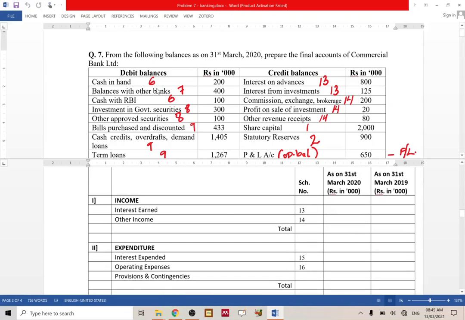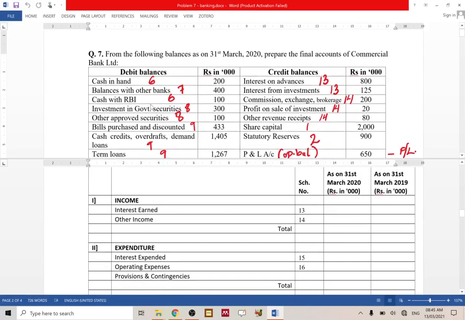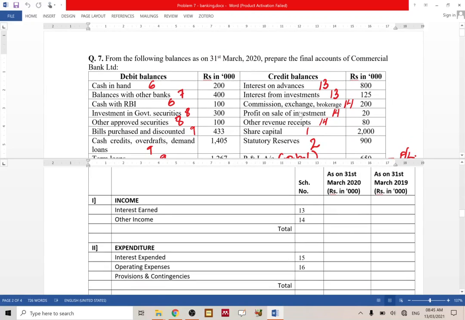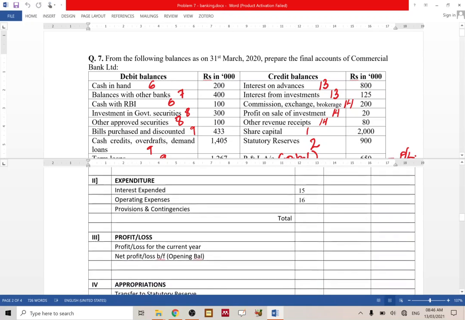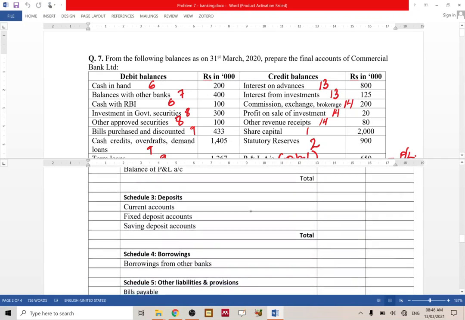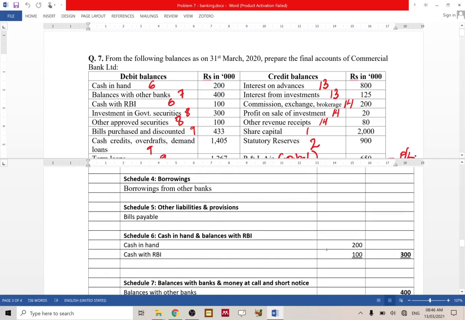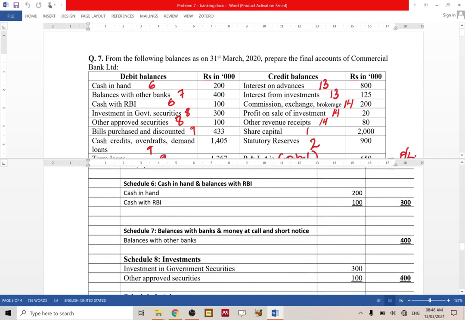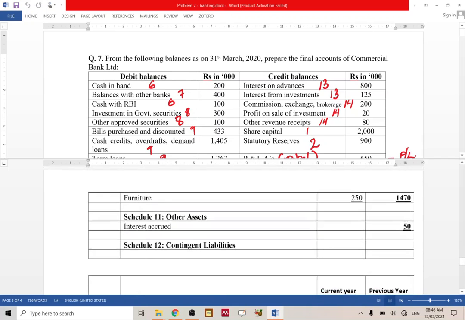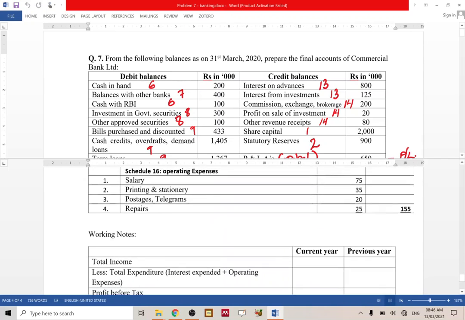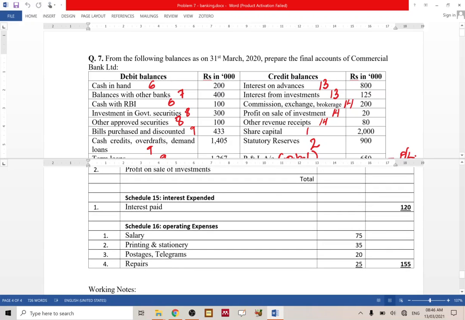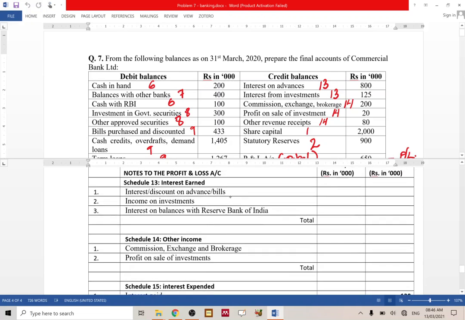So far we have recorded all the debit balances for question number 7, and now we will record all of these credit balances or credit items in the respective notes under the balance sheet as well as the profit and loss account. So here we had the notes. These are the notes to the balance sheet, and some debit side balances that come under assets have been already recorded, and also in the notes to the profit and loss account we've recorded the debit balances, that is the expenses, the interest expended and operating expenses.